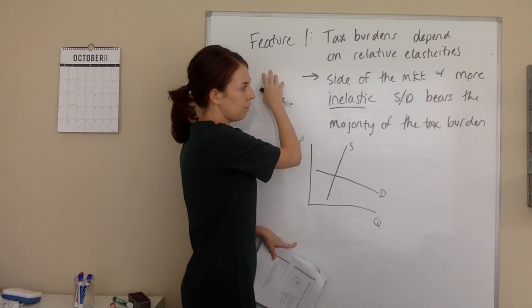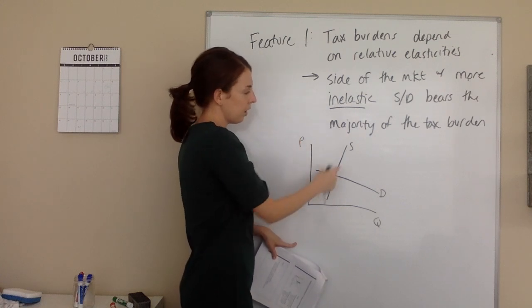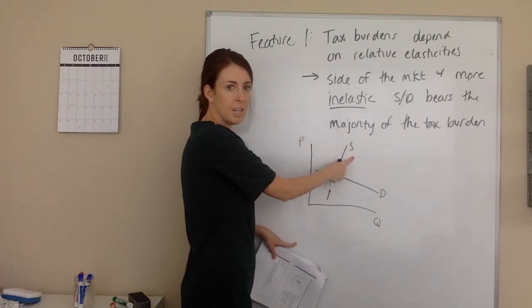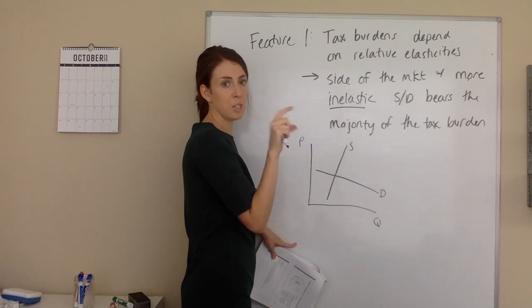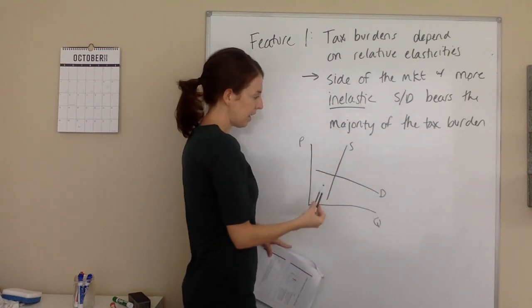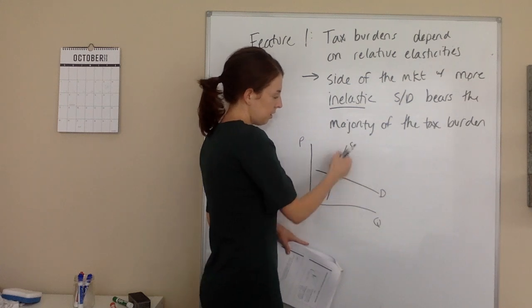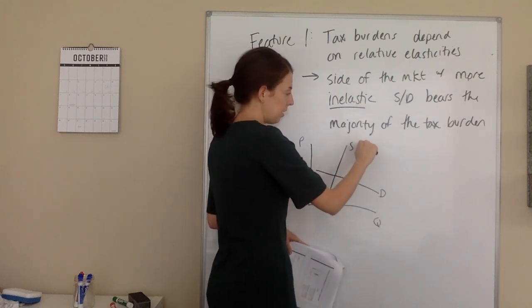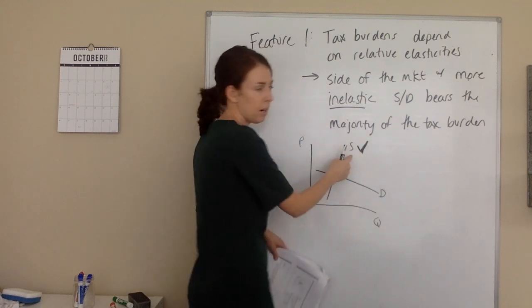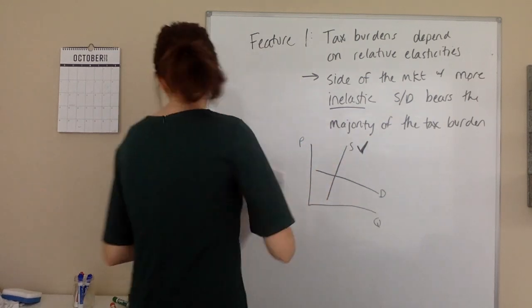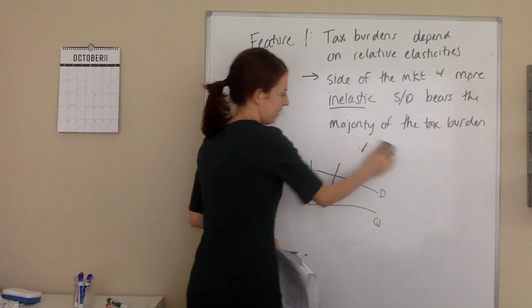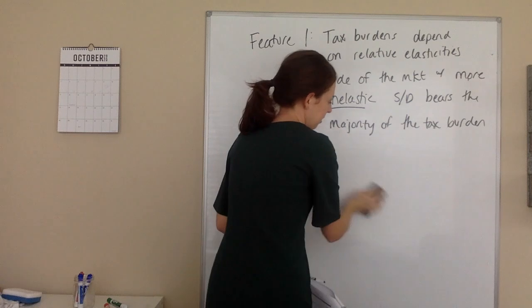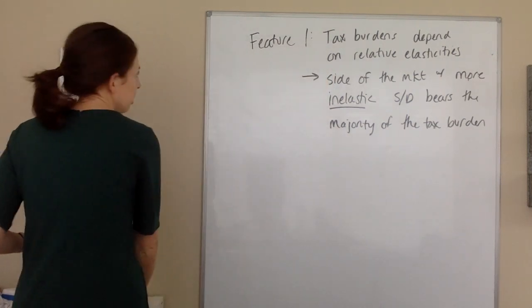Okay, what we have said is that whichever side of the market, supply or demand, is more inelastic, when you impose a tax on this market, that side of the market is going to have a bigger tax burden than the other. So in this case, the supply side is more inelastic, so if you impose a tax on this market, suppliers are going to have a bigger burden. This will make more sense when I give you a firm example, but for now that's the feature.